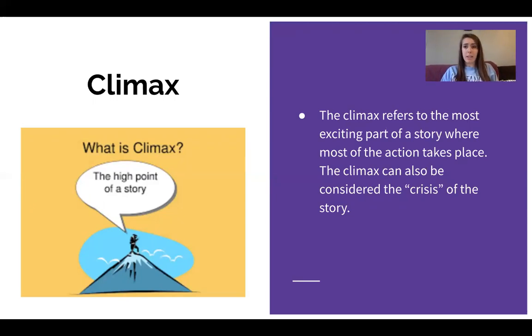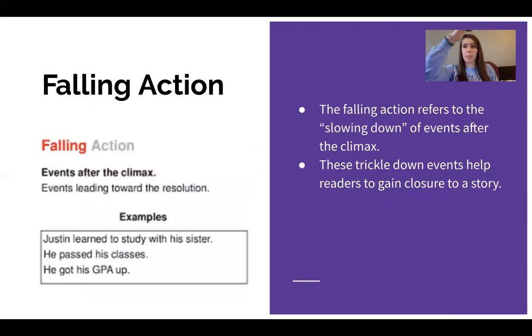So after that takes place, we start to come down that side of the mountain, okay, with the falling action. So these are all of the events that happen after the climax. These are the events that lead us towards a resolution. So I have a little example on the side. Justin learned to study with his sister. Okay, so first thing he studies, he passes his classes, and then he got his GPA up. Okay, so we have Justin learned to study with his sister. So that's part of that rising action. The climax is he passed his classes, he got his GPA up. Okay, so that's part of that falling action. Then we're going to find out at the very end what happens with that, because he did get his grades up.